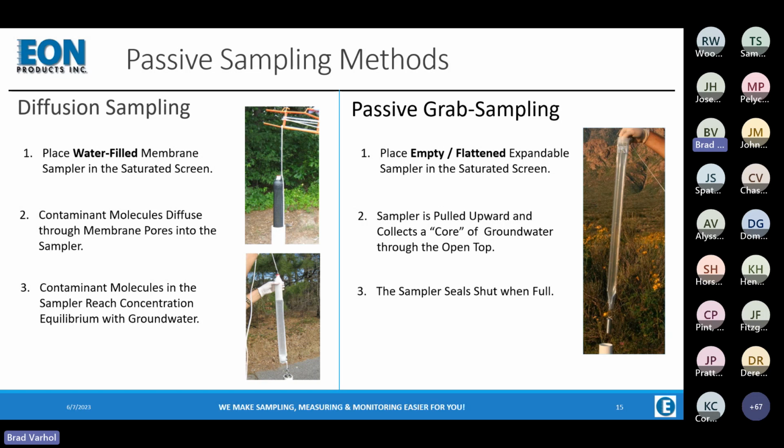In passive grab sampling, rather than a water-filled sampler, we have an empty sampler that's flat and expandable. And that is placed into the saturated screen in this empty state, so it has very little displacement. When we want to take a sample, we pull it upward, and it collects a core of the stationary groundwater, and that core is taken through the top of the sampler, which is open. Then when the sampler is full, there's a valve mechanism at the top. It closes, and it prevents any of the water above the sample interval from entering or influencing the sample that we've just collected and isolated.